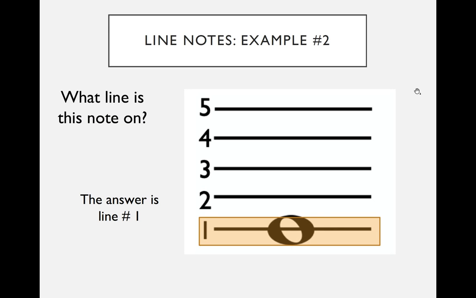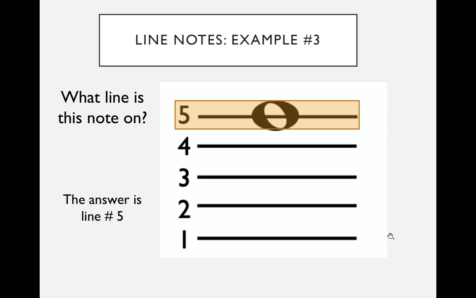All right, here's another example. This note happens to be on the very bottom, which is line number 1. Remember, we start from 1 and we work our way up. So this note is a line note and it's on line number 1. All right, here's the last line note example. Let's see if we can figure out what line it's on. 1, 2, 3, 4, 5. There's a note going right through that, so it is line number 5. And again, it's a line note.